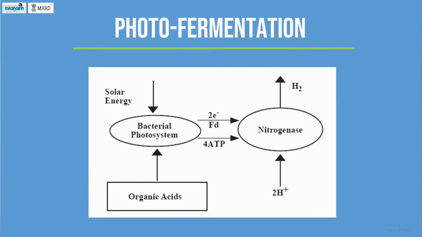The process is similar to biophotolysis, however, it does not involve the splitting of water. Instead, electrons are obtained from organic acids such as acetate, lactate, butyrate, malate, etc. Ferredoxin transports these electrons to the nitrogenase, from where protons are converted to hydrogen. The major advantage of photofermentation is that industrial or agricultural waste can be used as substrate for hydrogen production, and thus benefits efficient waste management.